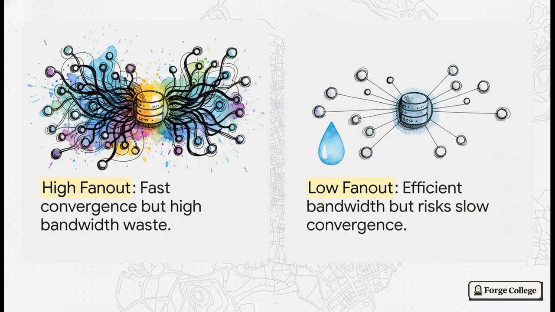High fan-out means you tell lots of friends instantly. You get incredibly fast network convergence, but you do waste a lot of bandwidth on redundant traffic. Low fan-out means you only tell a few friends. It's highly bandwidth efficient, but you risk slow convergence, which might actually cause late transactions or even orphan blocks. Ultimately, how you configure your node dictates exactly where you sit on this bandwidth versus latency curve.